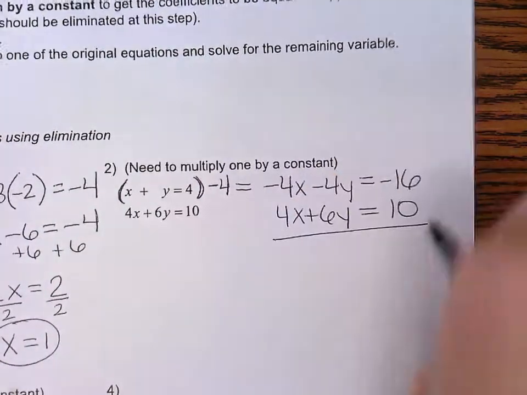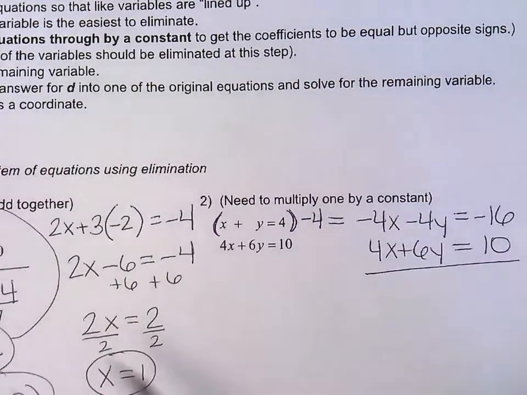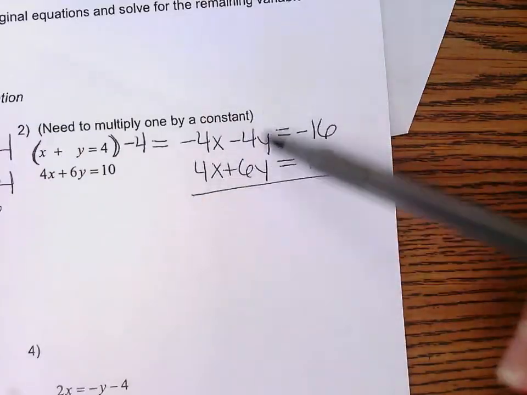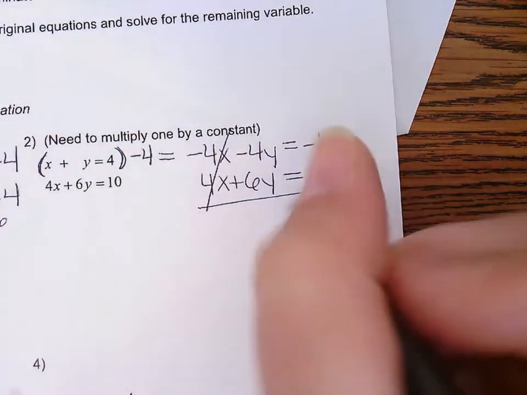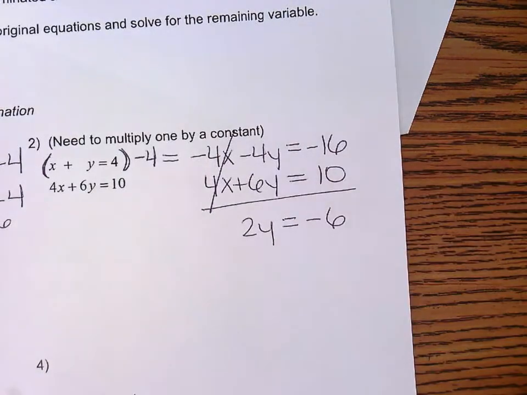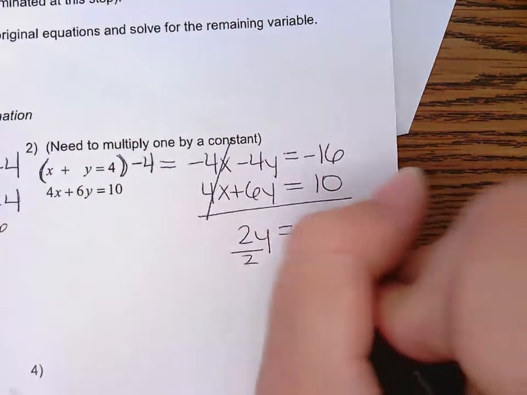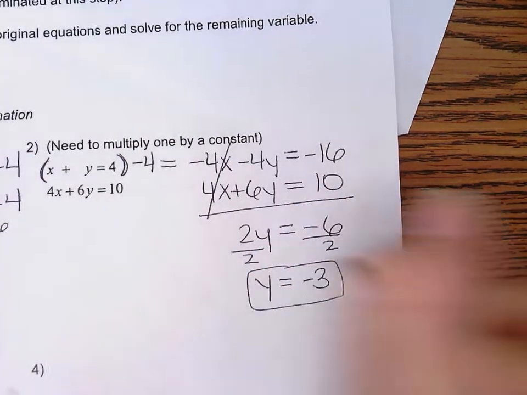Now I'm back at the same point where I started this process over here. I can add together the equations because my x's eliminate. I get positive 2y equals negative 6 when I add them together. Divide through by 2, and I get y equals negative 3.